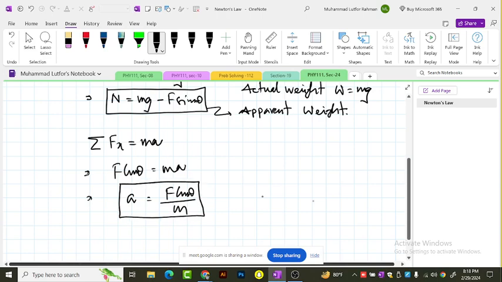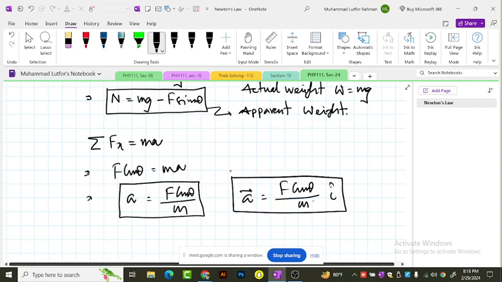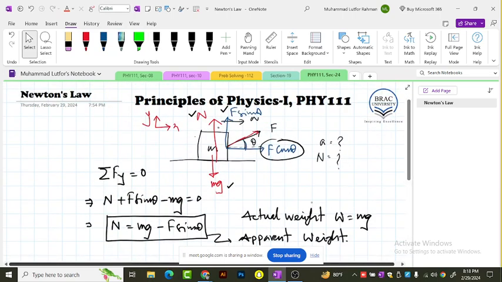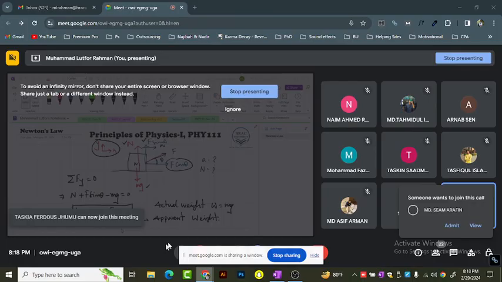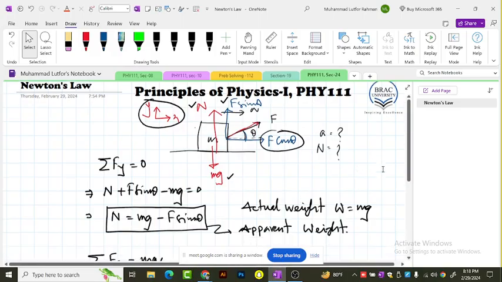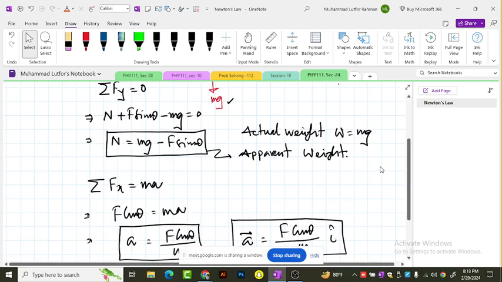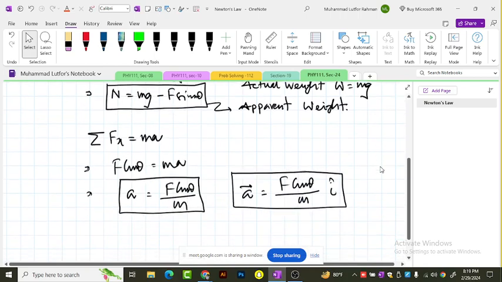And since it's a vector, obviously we should write this vector in terms of F cos theta divided by m into i hat, because that is the acceleration direction. It is moving towards the positive x direction according to the frame of reference I gave you over here. Alright, this would be the case if you drag a system with the applied force F: you will find the normal reaction force, and this would be the acceleration of the system.